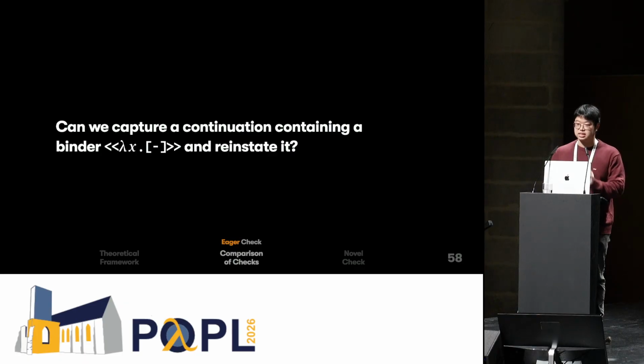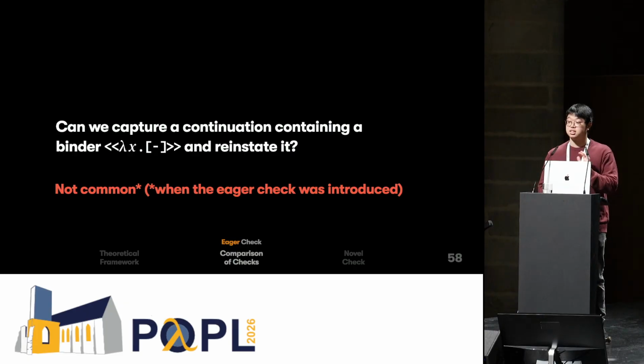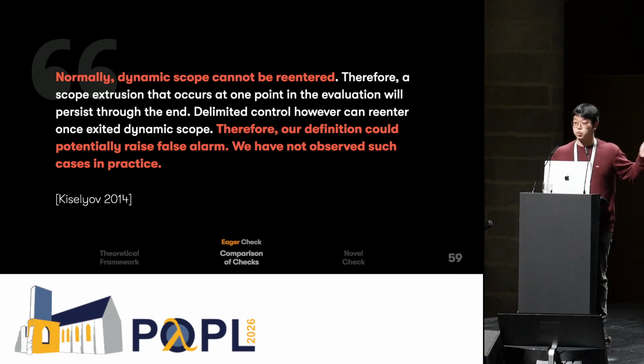And the answer to this is slightly complex. Not technically complex, but historically complex. The answer is that it wasn't common when the eager check was introduced in 2014. And in fact, this is what Oleg says: the ability to re-enter scope, dynamic scope, was uncommon at the time. If you can, well, it results in false alarm.